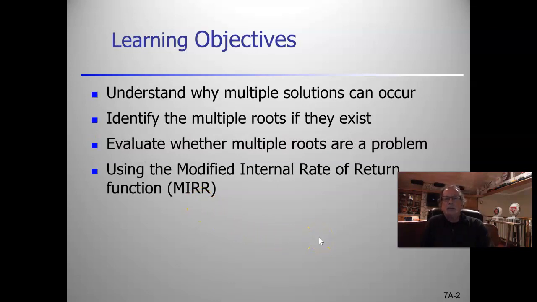So I want you to understand why multiple solutions for internal rates of return can occur, identify them if they exist, and whether they are an issue or if they're not an issue, and then how we can use the modified internal rate of return function to potentially solve this problem.